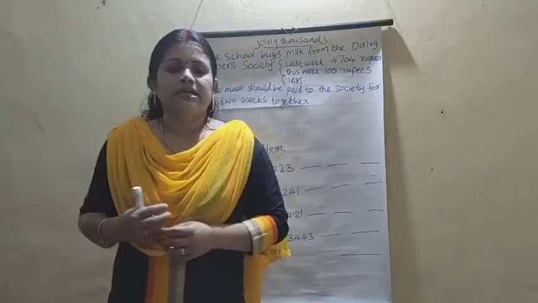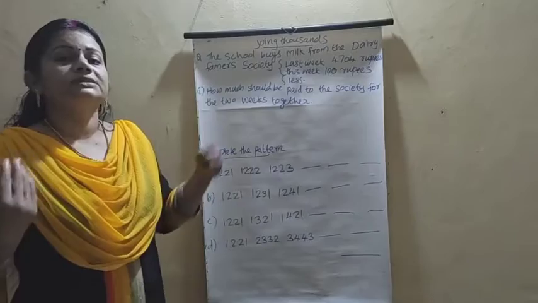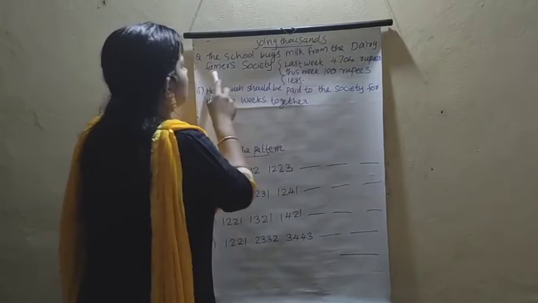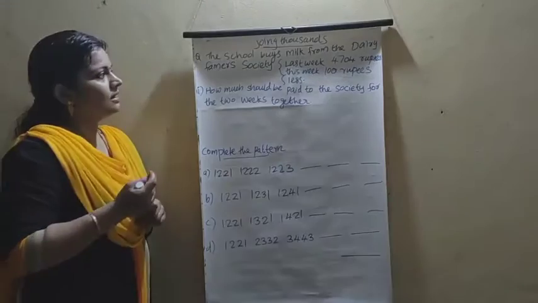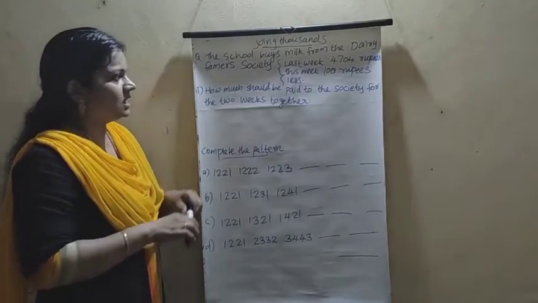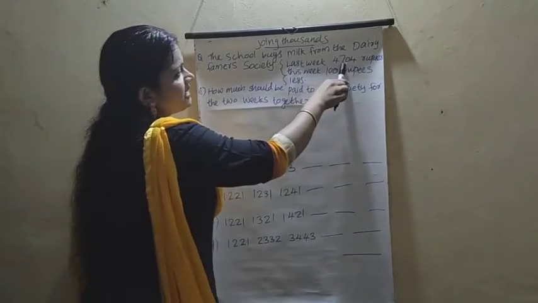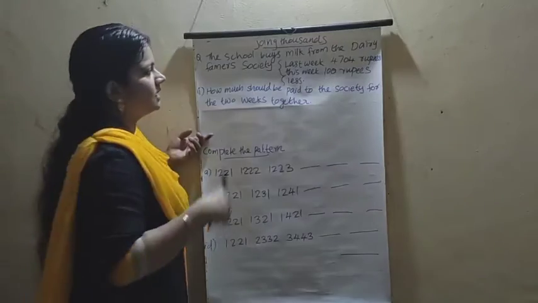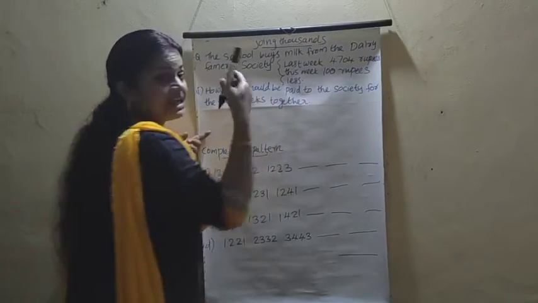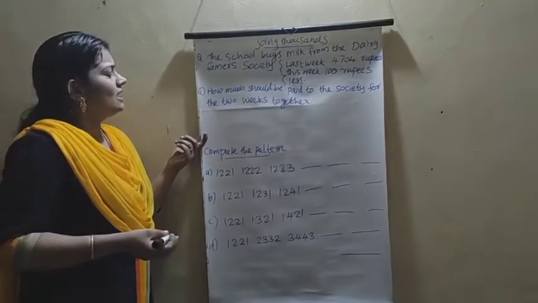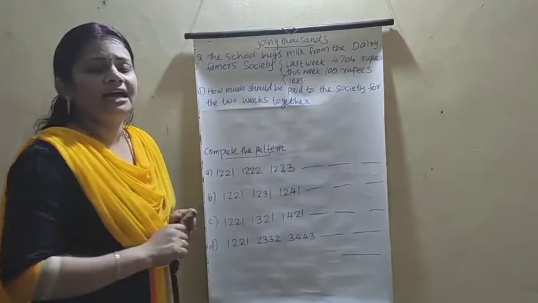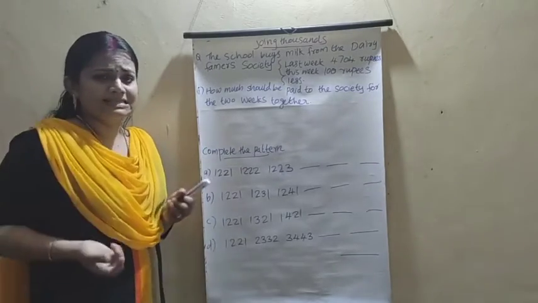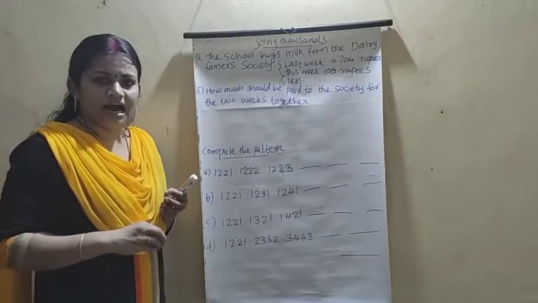Okay, children, now we are going to study the next word problem. The school buys milk from the dairy farmer society. The amount given for last week is 4,704 rupees. Then this week it is 100 rupees less. Look at the whole problem: the amount is not given directly, but there are hints like less than or more than.